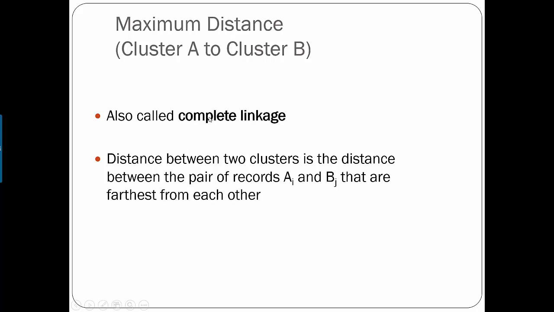Then you have complete linkage, which is the opposite of single linkage, which is you again do the same thing, find the distance between all pairs of records, and then select the one that is farthest apart and use that as the distance between the two clusters.